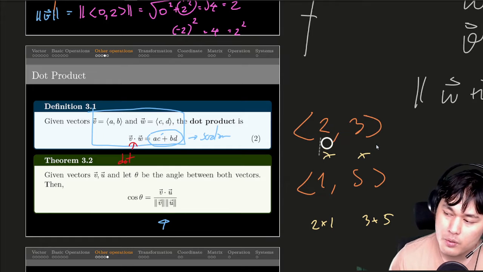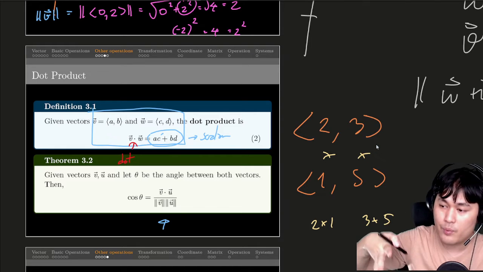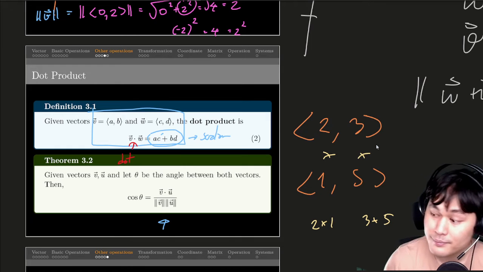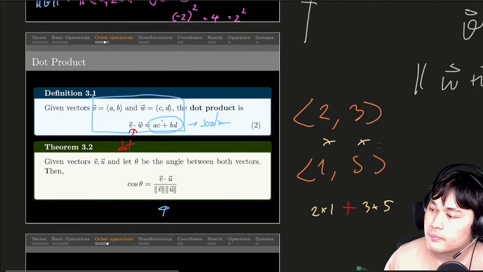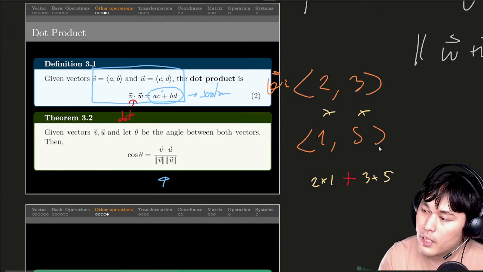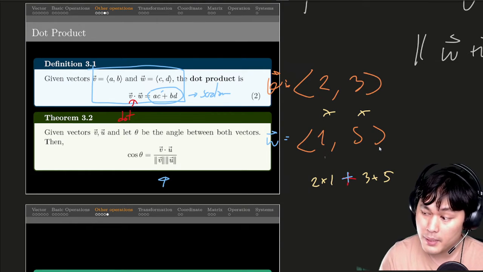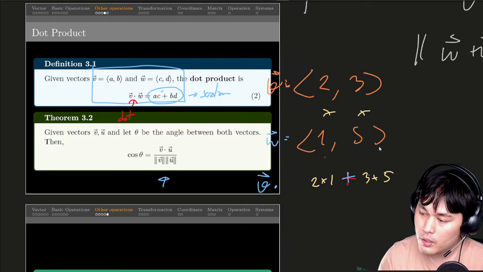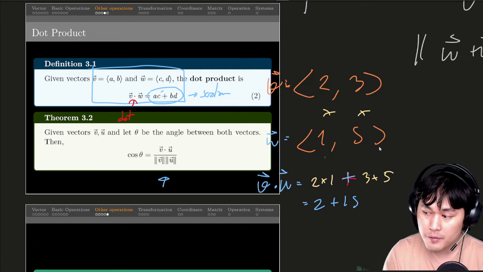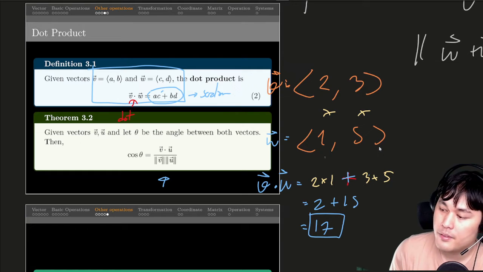And the result is you multiply them component-wise. Multiply x to x, multiply y to y, and we add them up. So in this case, if you have the vector v as 2, 3 and vector w as 1, 5, then the result is 2 times 1 plus 3 times 5. So v dot w is this number, a scalar: 2 plus 15, or 17. You get 17.